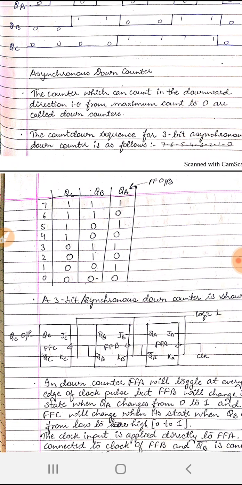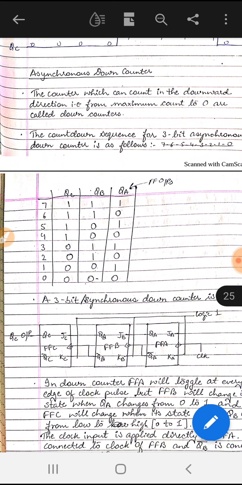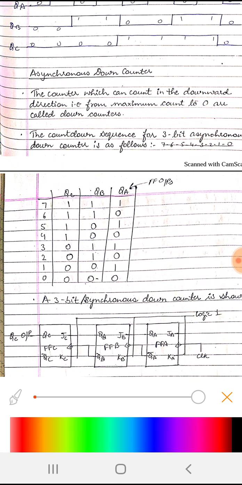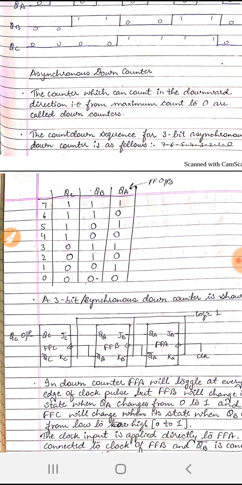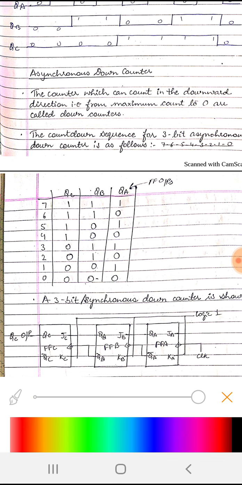If we are using a 3-bit counter, it will count from 7 to 0. Okay, if we are using 3-bit, it will count from 111 to 000, that is from 7 to 6, and then finally to 0, and then again 0 to 7. Okay, so this is the table of QA, QB, QC outputs.